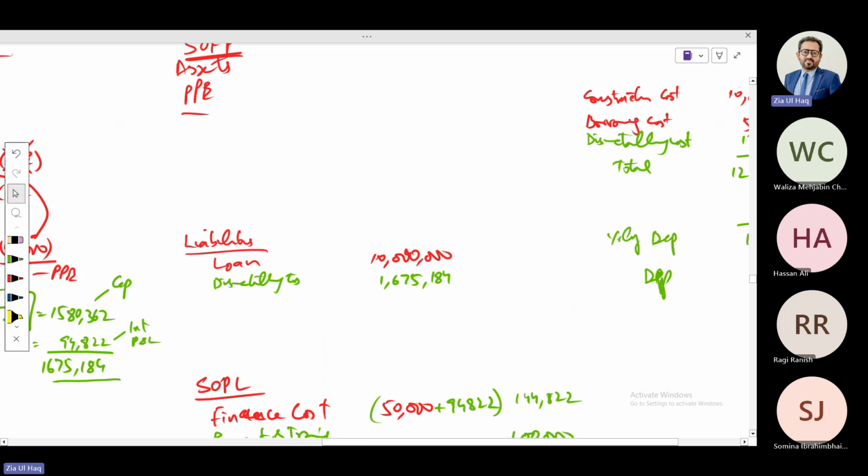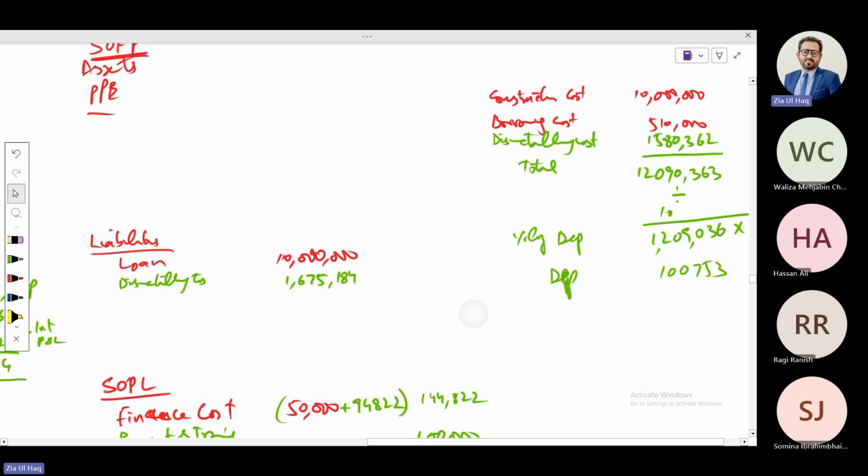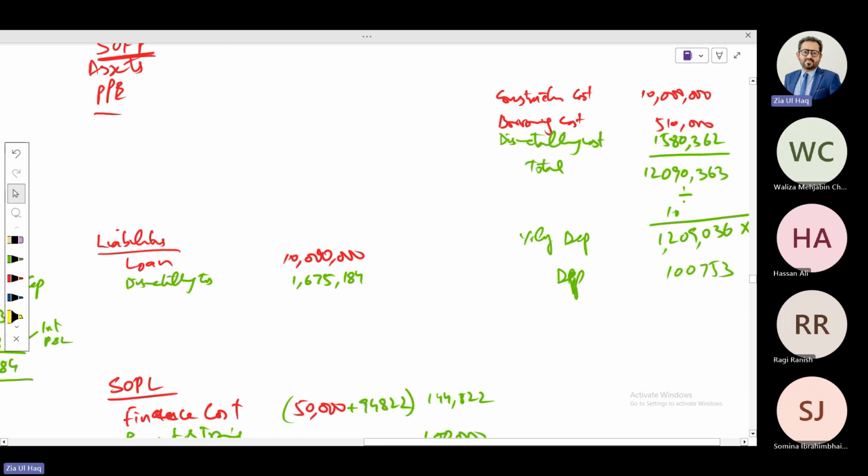Now look at the PPT, PPE, property, plant and equipment. So the property, plant and equipment cost should be 12,090,363 and accumulated depreciation should be 100,753. So what should the carrying value be?